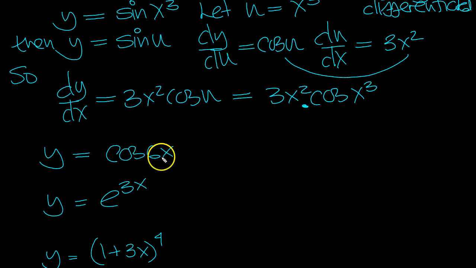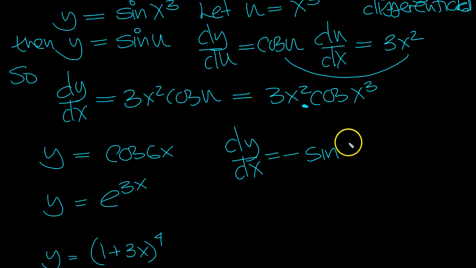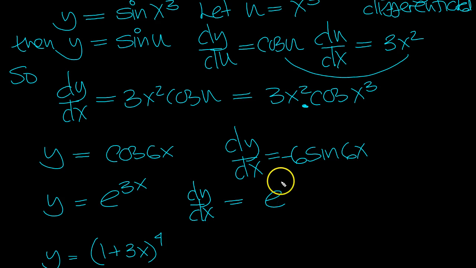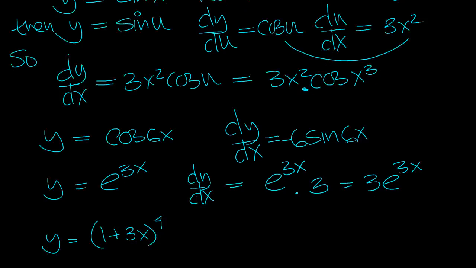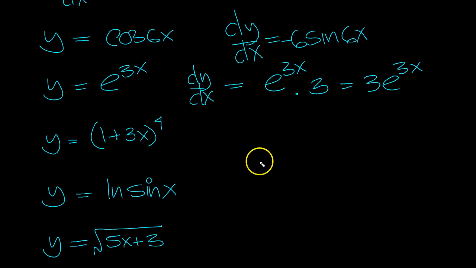See this one, cos of something? Cos of something differentiates to minus sine of something, doesn't it? So 6x multiplied by the something differentiated, 6. So you could put the 6 at the front, couldn't we? So let's do that. Minus 6 sine 6x. Alright, next one. e to the something differentiates to e to the something, doesn't it? Multiplied by the something differentiated, 3. See it? It's like taking layers off an onion until you run through the whole problem.